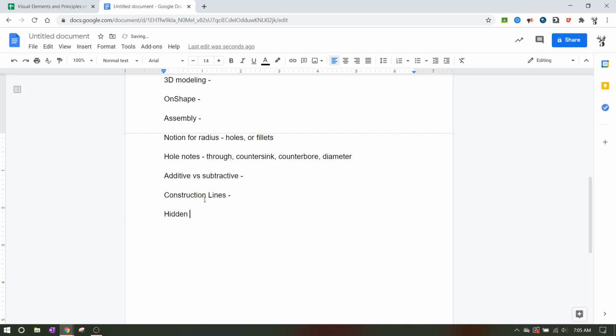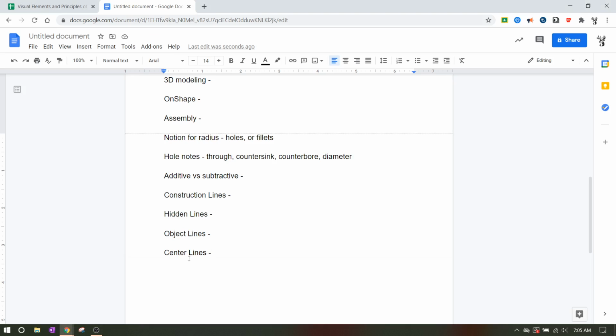There's also hidden lines, which are the dashed lines that indicate there's something behind it. There's object lines, and object lines are the actual edges of the object that you can physically see from that view. There's center lines, and center lines normally represent the center of a circle that we have.